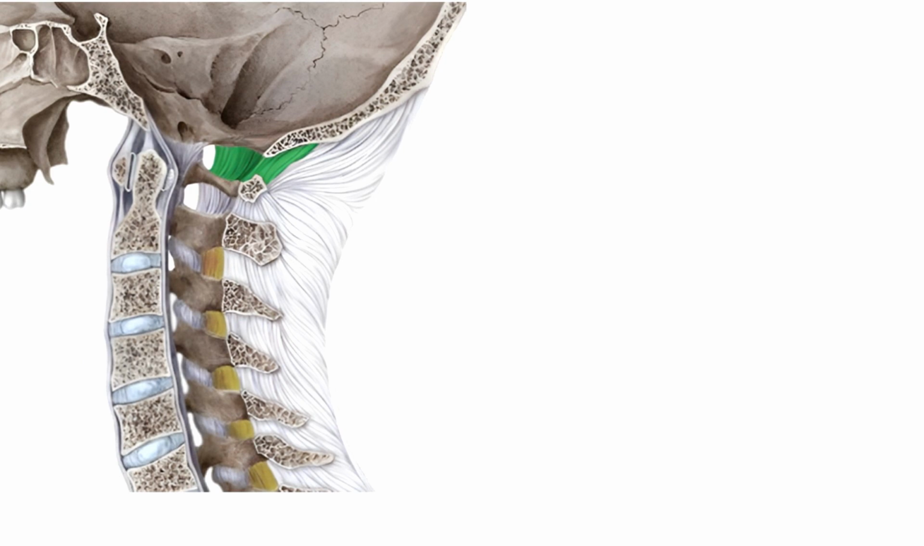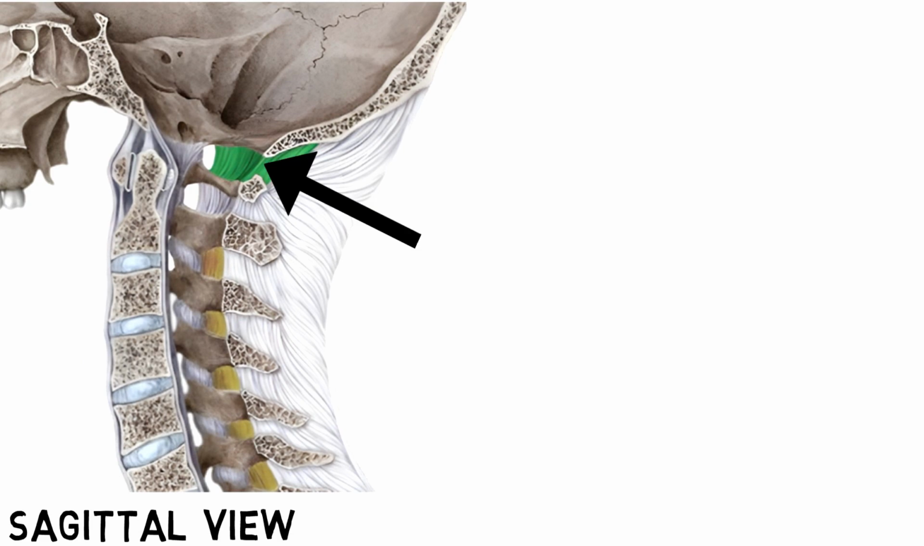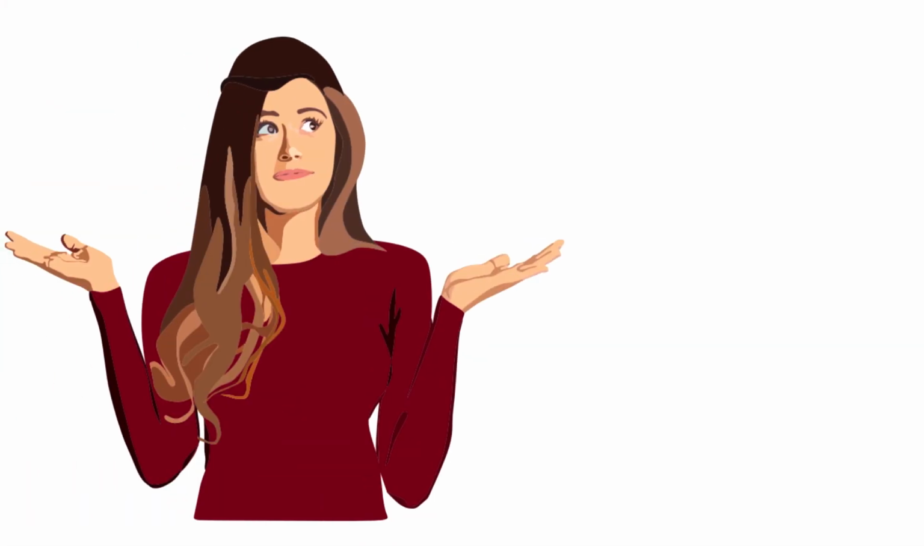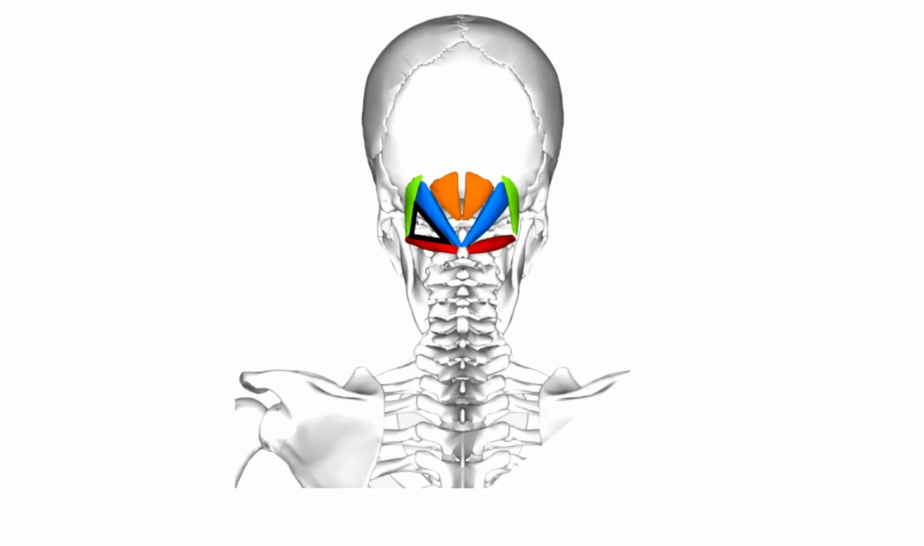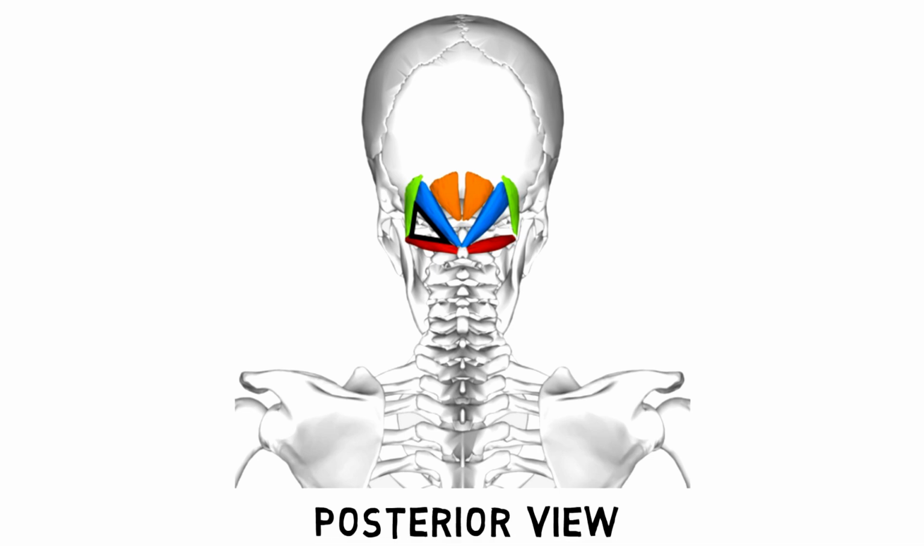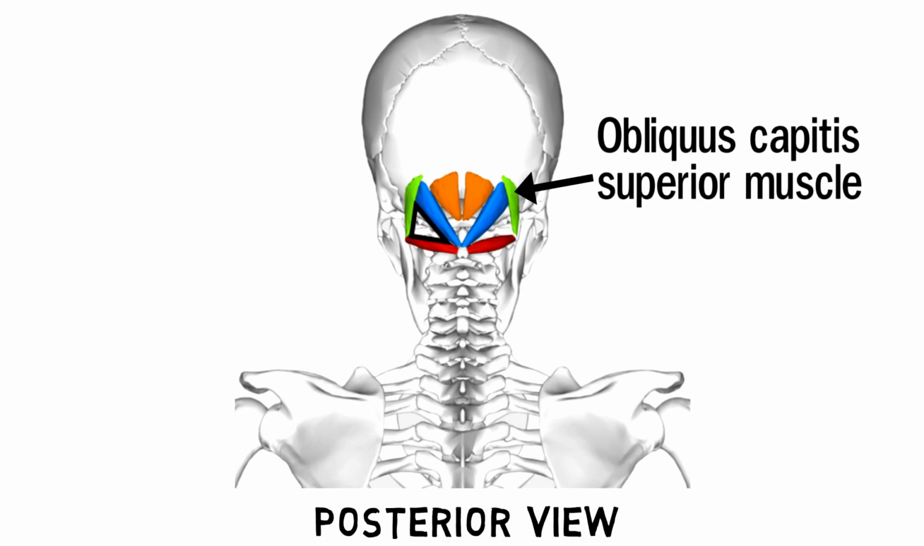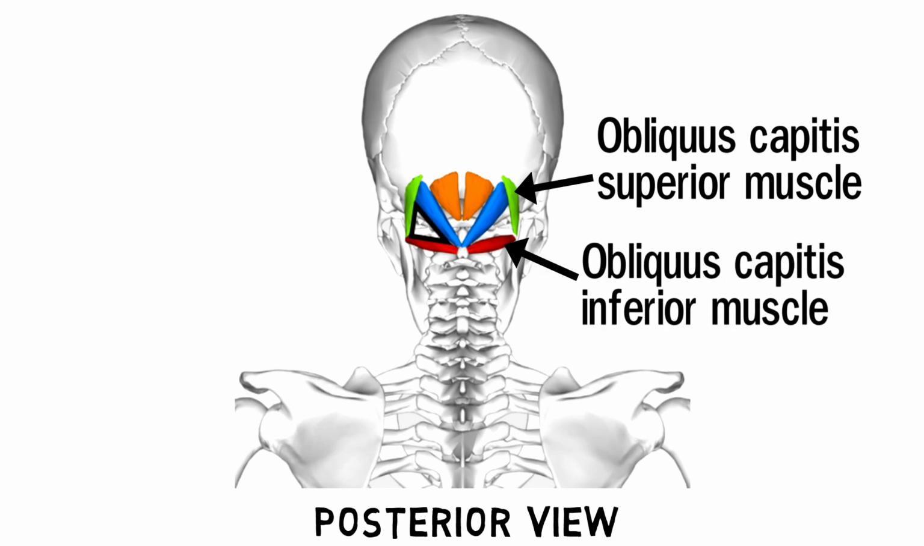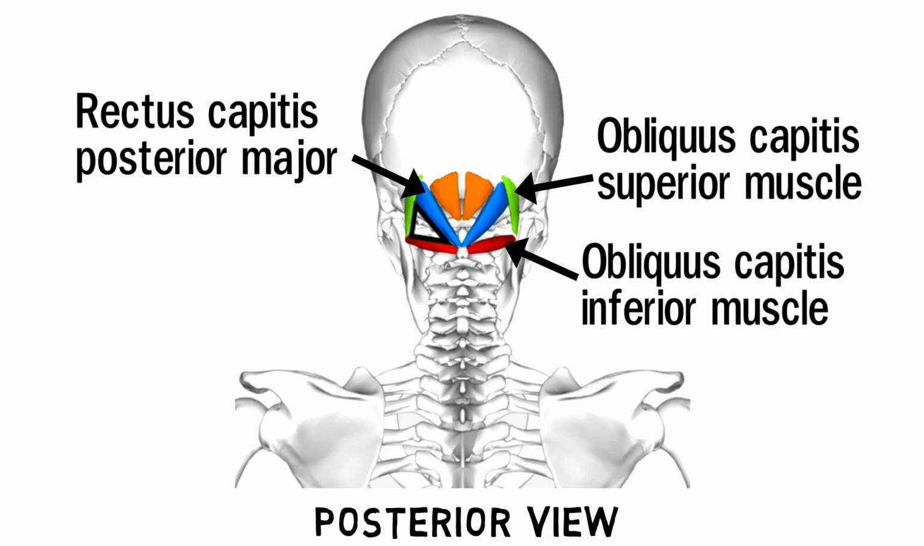Last is the floor of this triangle, which is formed by this posterior atlanto-occipital membrane and the posterior arc of C1 vertebra. You may wonder how can we see this triangle in this image. So let's take a look at a more simplified form of this image. As you can see, this muscle shaded in the green is the obliquus capitis superior. In the red is the obliquus capitis inferior. And in the blue is the rectus capitis posterior major muscle. And this is how they form the suboccipital triangle.